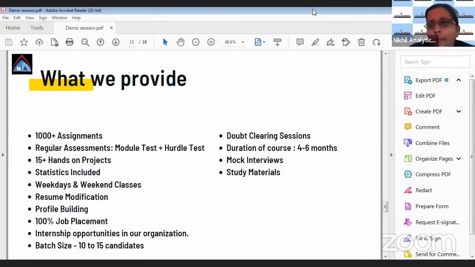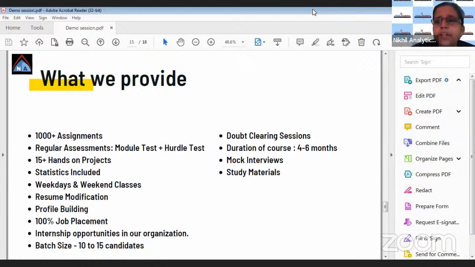To make your job easy, we are providing you weekday and weekend classes, wherein either early morning or late nights you can attend your sessions and even do your job, or else you can go for weekend sessions as well. Similarly, resume preparation and all those kinds of things are done with the help of our placement team. Then let me tell you that we proudly say that we provide 100% interview opportunities and placement.